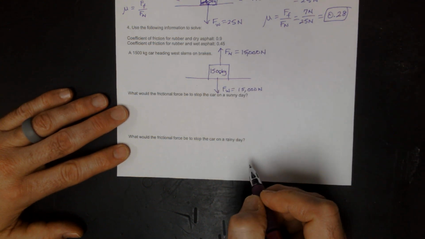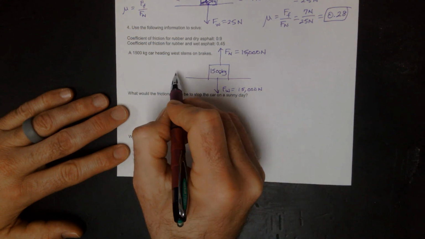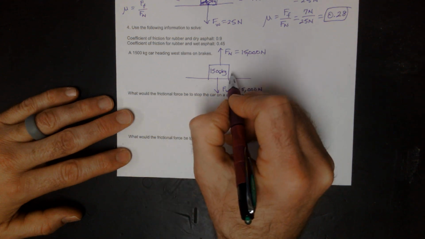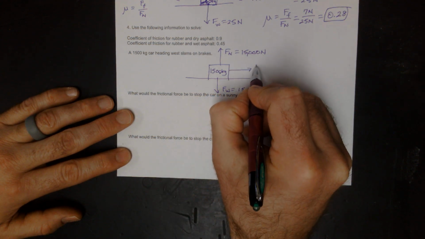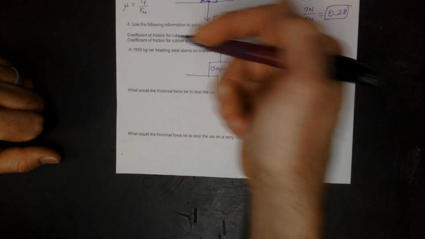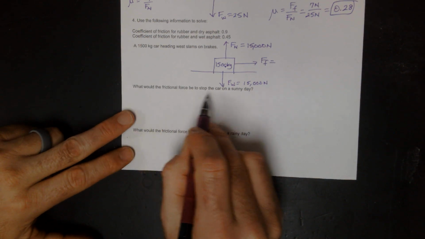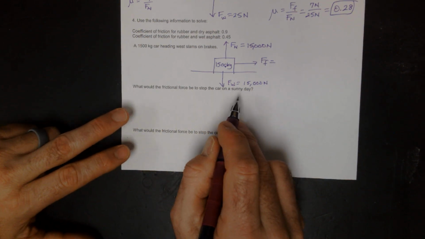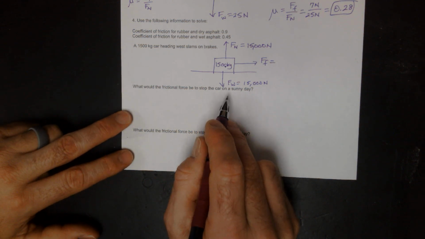of 15,000 newtons. All right, my car is heading west, so let's just make sure that left is west and east is right. That means I'm going to have some force of friction working backwards if it's going to the west. All right, so then the question is, what would the frictional force be to stop the car on a sunny day? Well, we can assume a sunny day is going to have dry asphalt.